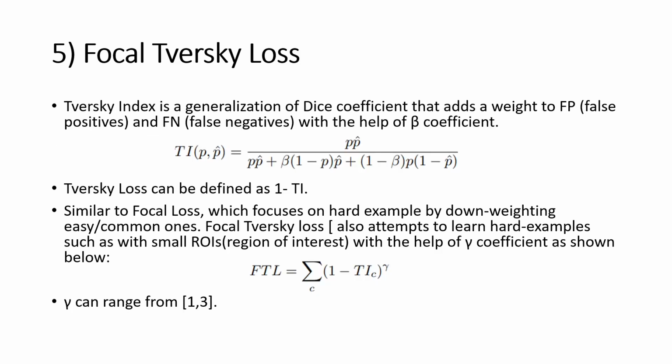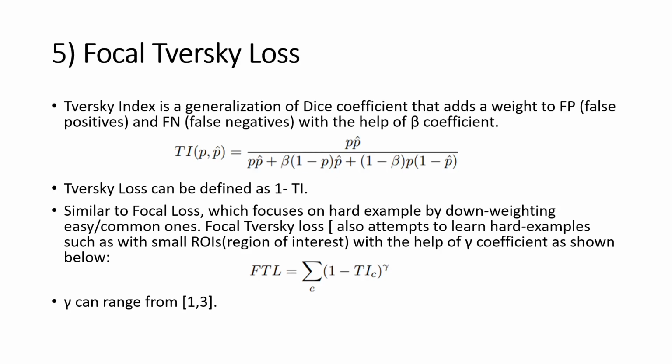Now we come on to Tversky loss. Tversky loss is based on the Tversky index, similar to how dice loss and dice coefficient are related. What we do in the Tversky index is, instead of just taking the true positive, false negative, and false positive simply in the denominator, we add a weighing coefficient beta to the false negative and the false positive. For instance, you can see that the p p-hat section in the numerator corresponds to true positive, and the p p-hat in the denominator also corresponds to the true positive. Then the second and third factors in the denominator correspond to the false positives and the false negatives. The Tversky loss can then be defined as 1 minus the Tversky index.